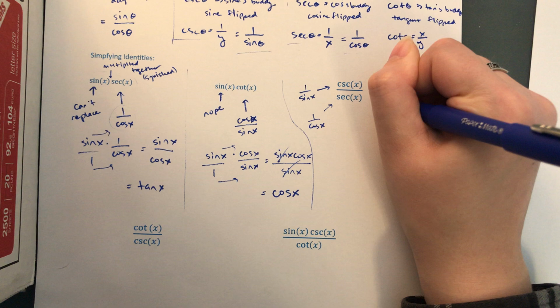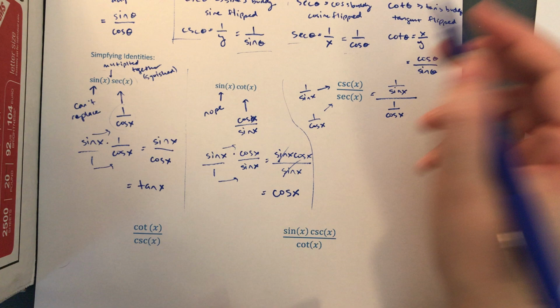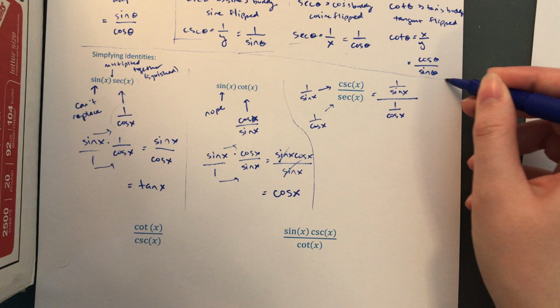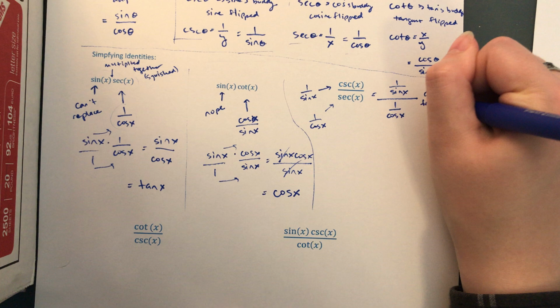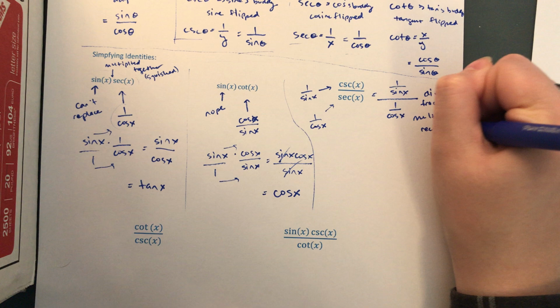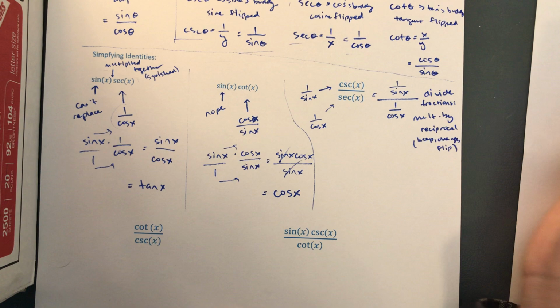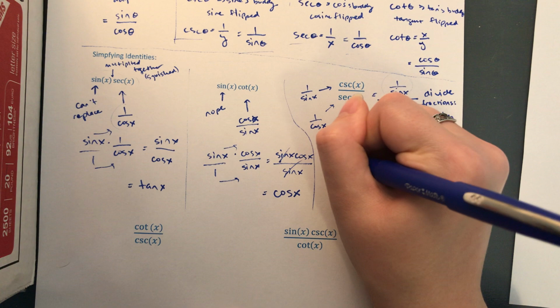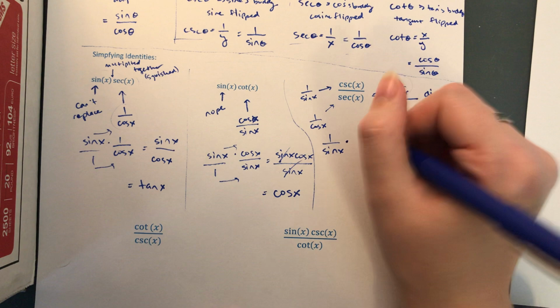Okay, well, remember, these are my identities up here. When you divide fractions, you multiply by the reciprocal, or this is where I do keep it, change it, flip it. So keep the first fraction the same, change this to multiplication. So I've got 1 over sine x, change to multiplication and flip the second one. So now it becomes cosine x over 1.